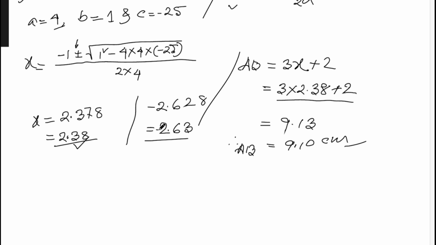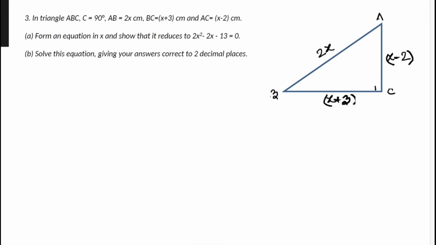We cannot take minus value here, because if we take minus value, then the length of AB will be minus. So we need to keep it in mind that we should take the value of x so that the length must be positive. Now come to solve question 3.